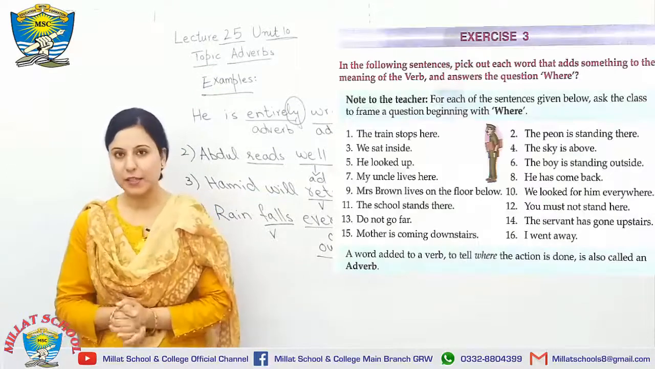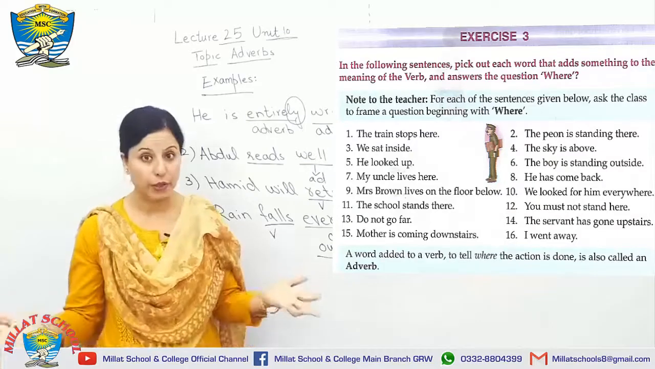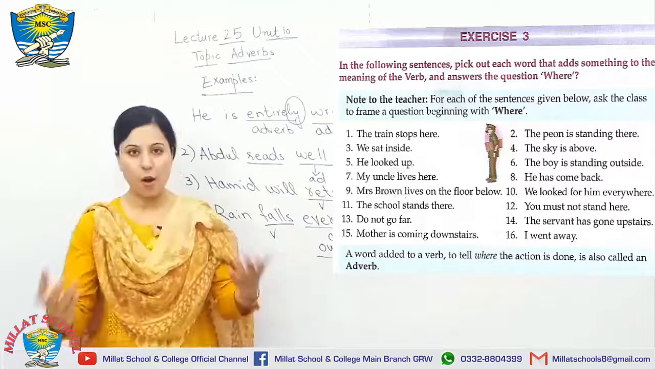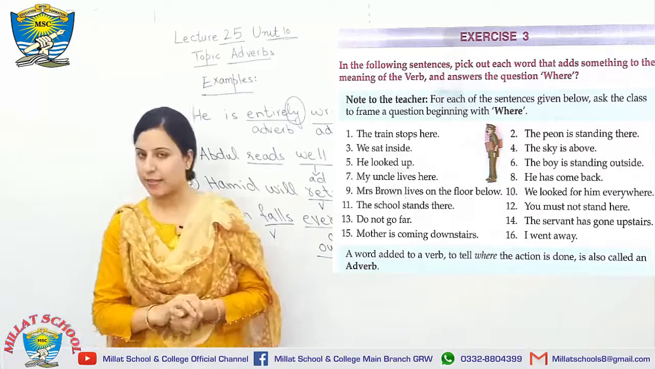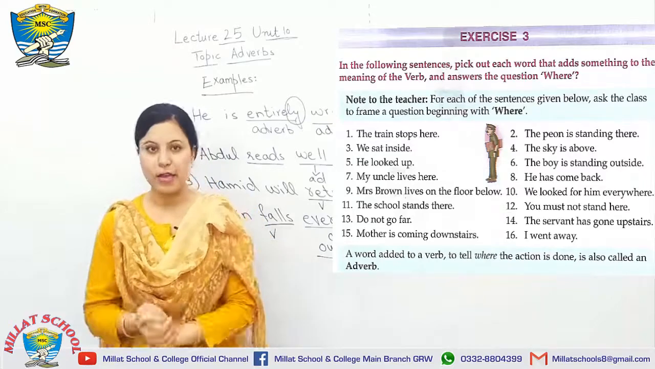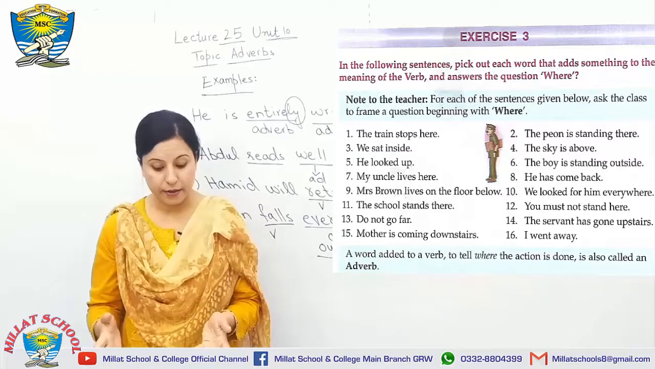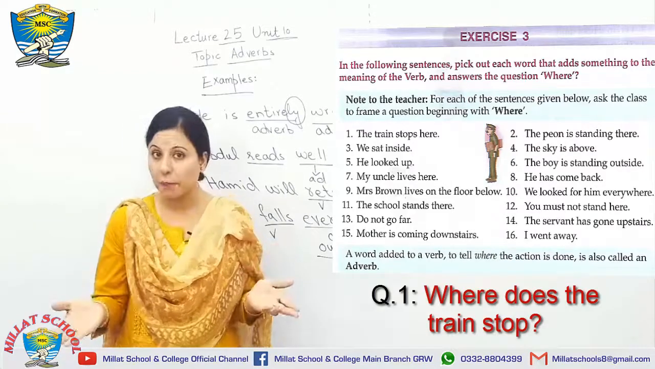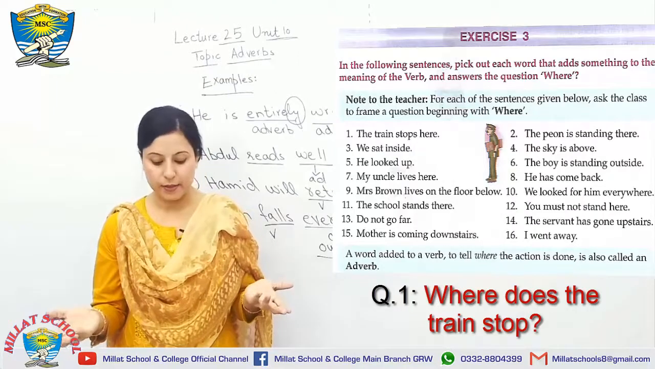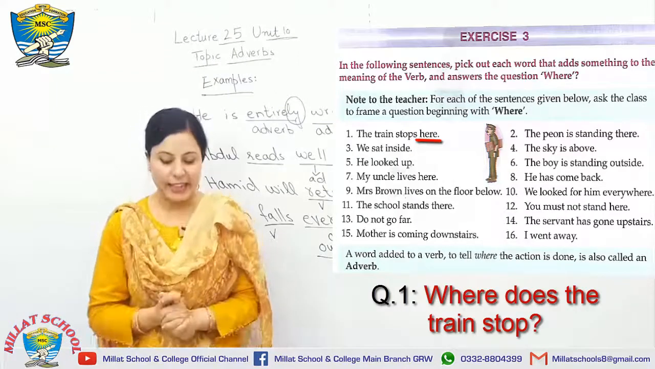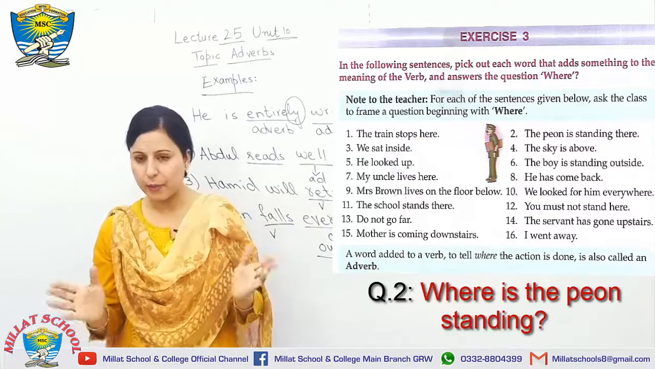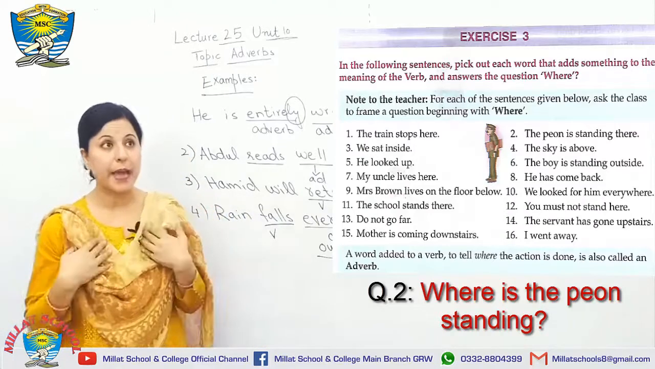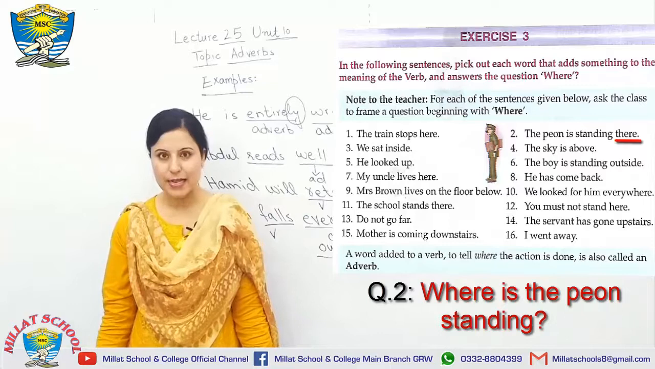So page number 132 tells us something about where. Where is all the things, everywhere, outside the house. So let's move to exercise number 3 that tells us about the where adverbs. The train stops here. If I change it into a question, I will change it, where does the train stop? Where does the train stop? Here. Yes. Number 2, where is the peon standing? Where am I standing? The peon is standing there.